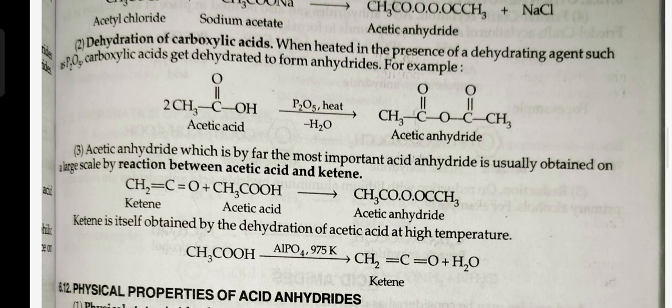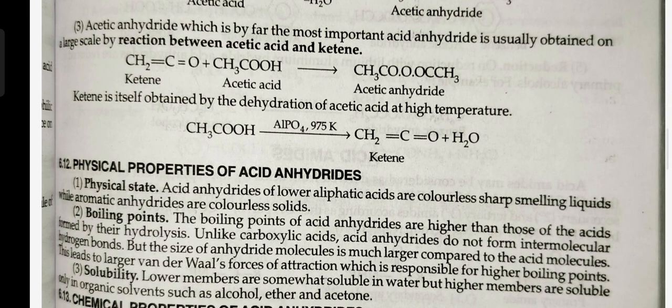Ketene is itself obtained by the dehydration of acetic acid at high temperature. Carboxylic acid in presence of AlPO4 at 975 Kelvin gives ketene plus water. Physical properties of acid anhydride. Physical state: acid anhydrides of lower aliphatic acids are colorless, sharp-smelling liquids, while aromatic anhydrides are colorless solids. Boiling point: the boiling points of acid anhydrides are higher than those of the acids formed by their hydrolysis.